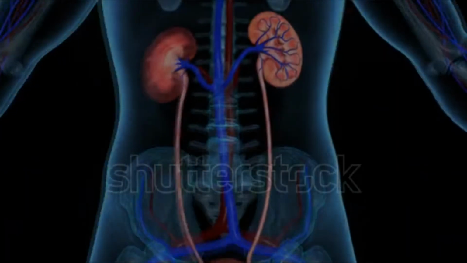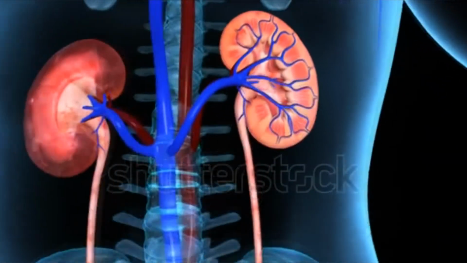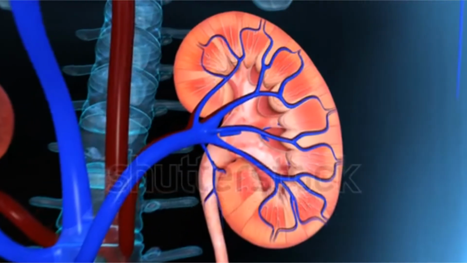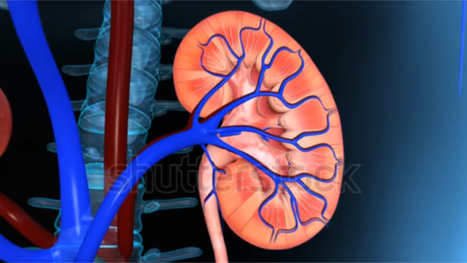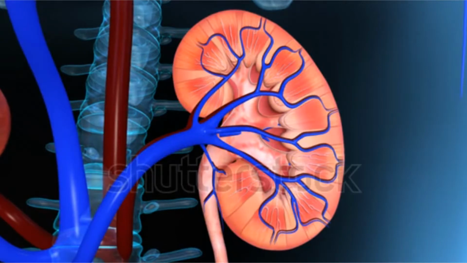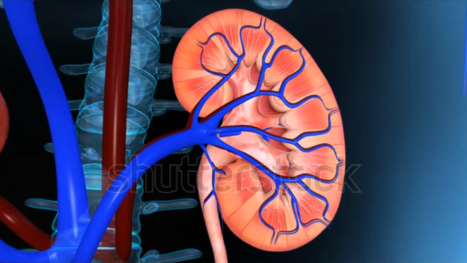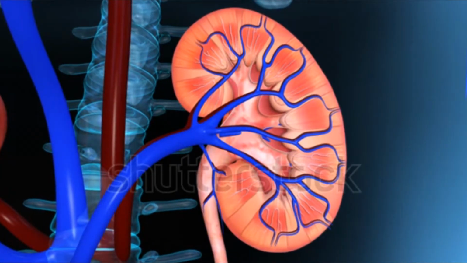The renal system consists of the kidneys, the ureters, and the urethra. The kidneys are responsible for the filtration of 200 liters of blood a day and the regulation of blood pressure. The overall function of the kidneys is to filter toxins, metabolic wastes, and excess ions.